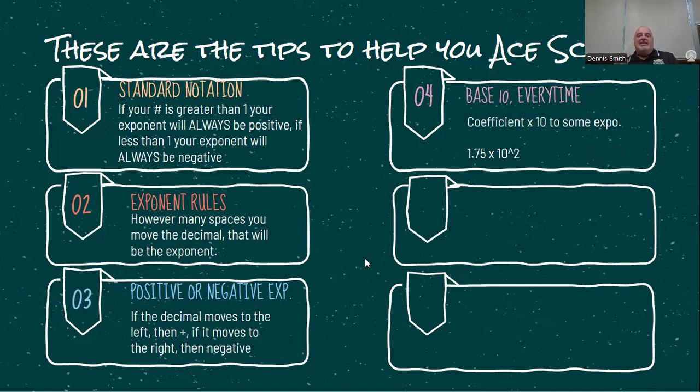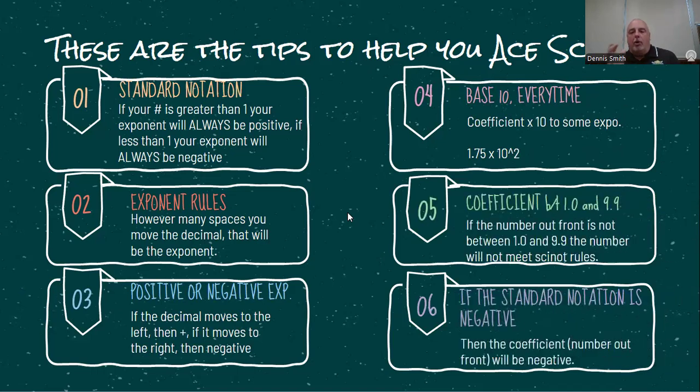Fourth, base 10 every time. It's a coefficient times 10 to some exponent. You have to make sure that you're writing it in the proper format. And fifth, the coefficient has to be between 1.0 and 9.9. If the number out front is not, it will not meet scientific notation rules.